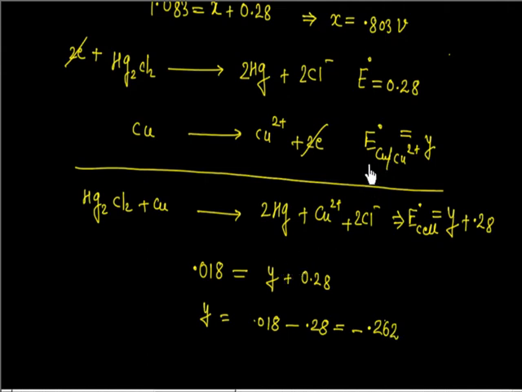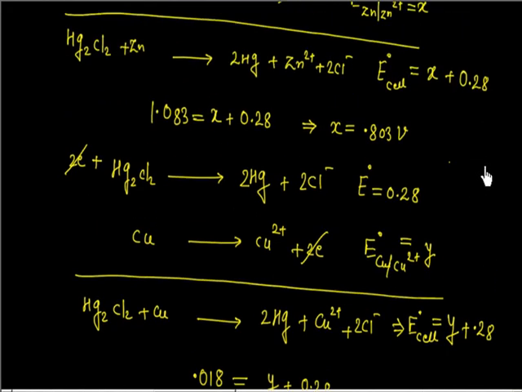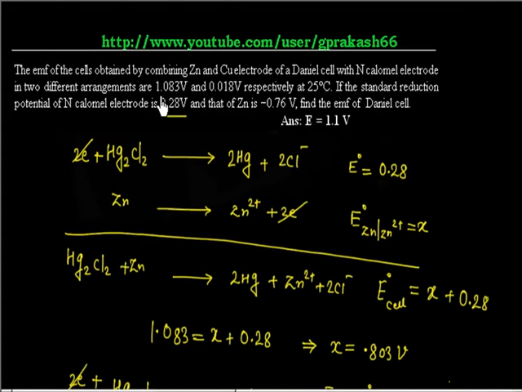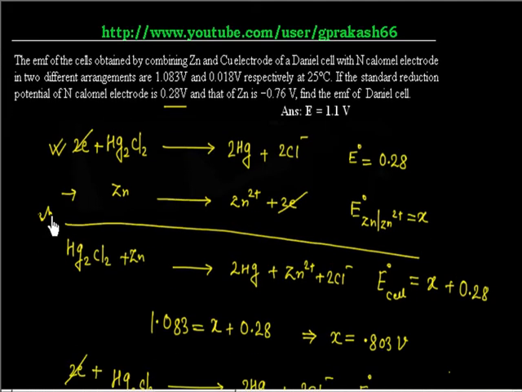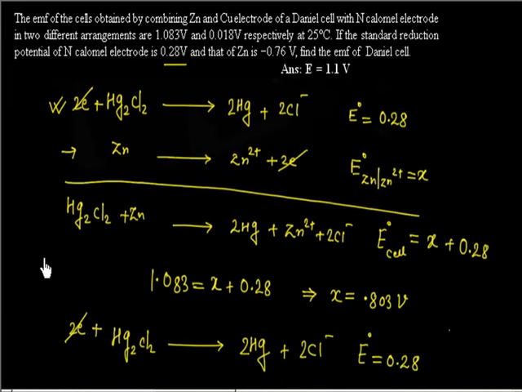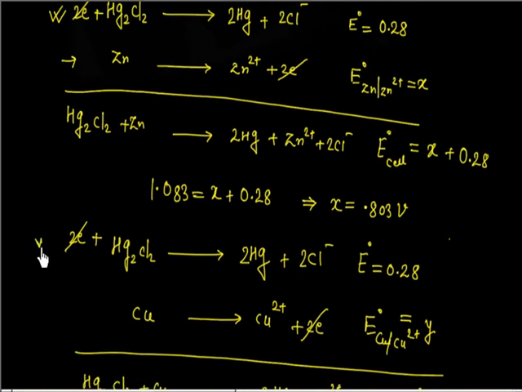Now see, in this case E degree copper to copper 2 plus is Y, but that is coming negative, so basically the reverse side reaction is more feasible. One more important point: in both cases E degree cell is positive. That's why in both reactions I have assumed Hg2Cl2 is reduction and the rest of the half goes to oxidation. In one case zinc is oxidation, in another case copper is oxidation. So the nature of the electrode we have not changed: the calomel electrode is reduced, but copper and zinc go through oxidation, because E cell in both cases remains positive.